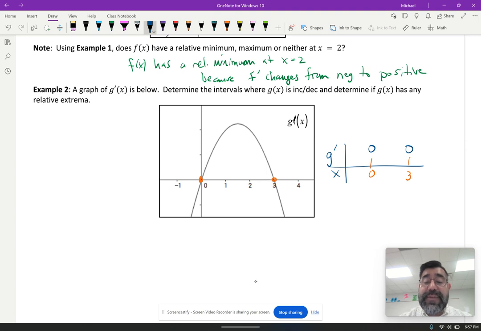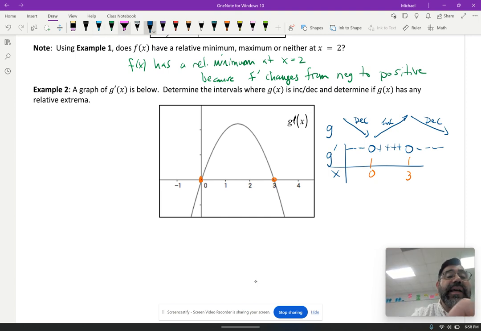What happens to the left of 0? Well, to the left of 0, my graph is under the x-axis, so all of these g prime values are negative, so I have negative, negative, negative. Between 0 and 3, my graph is above the x-axis. All these graph points are positive, so positive, positive, positive, positive. These are derivative graph points. And then to the right of 3, I have under the x-axis, so those are negative, negative. That means g of x is decreasing, and then it's increasing, and then it's decreasing.